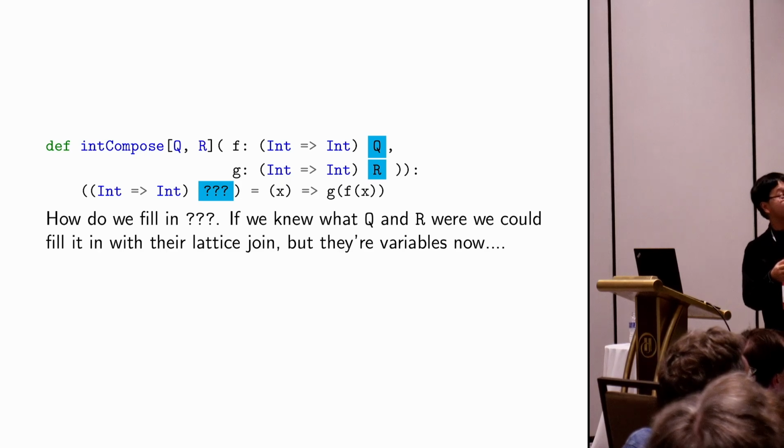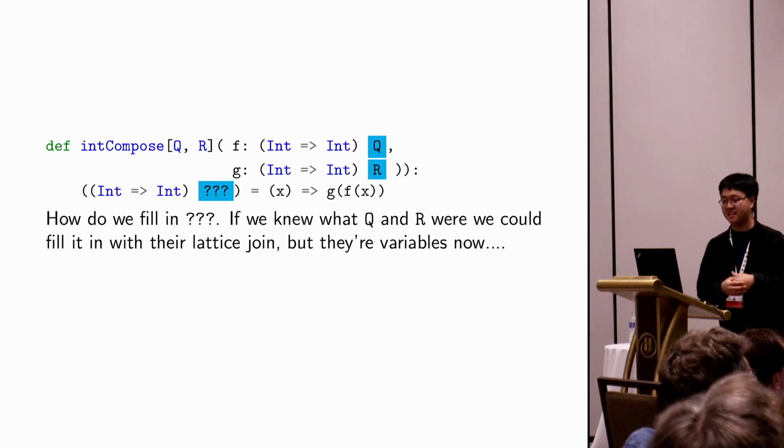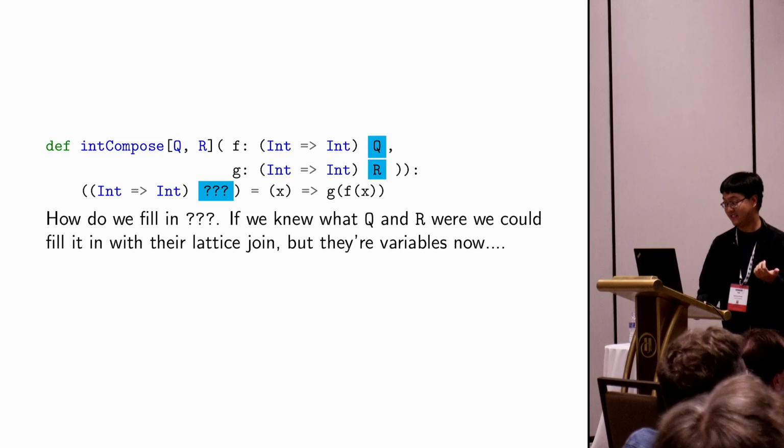Well, if we knew what the qualifiers Q and R were, whether or not F or G throws, we could fill it in with their union, their lattice join. But they're variables now. So how can we fill them in?